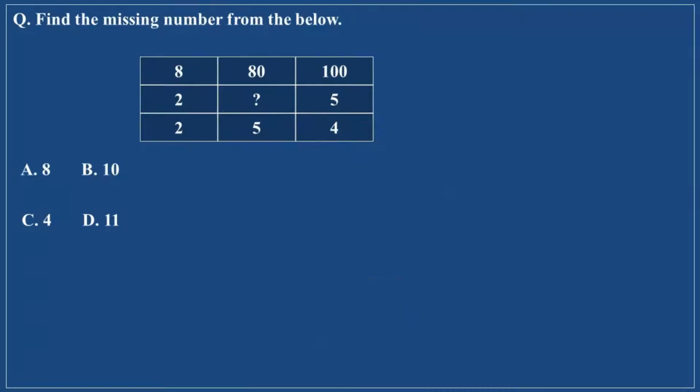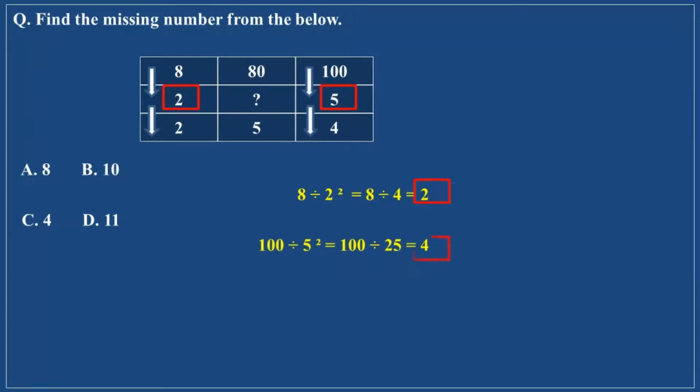Find the missing number from the below. From the first set of columns in this matrix, we can solve. 8 is divided by 2 squared, which is 8 divided by 4 to get 2. In the third set of columns, 100 is divided by 5 squared, which is 100 divided by 25 to get 4. Similarly, on the second set of columns, 80 is divided by 4 squared, which is 80 divided by 16 to get 5. Hence, option C is the right answer. Let's proceed to the next question.